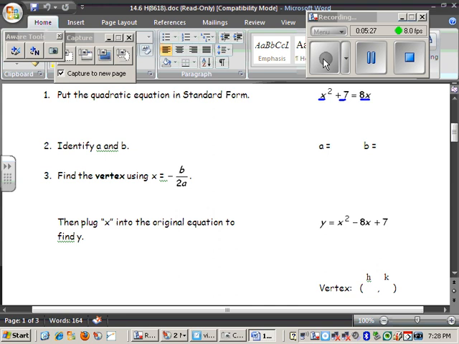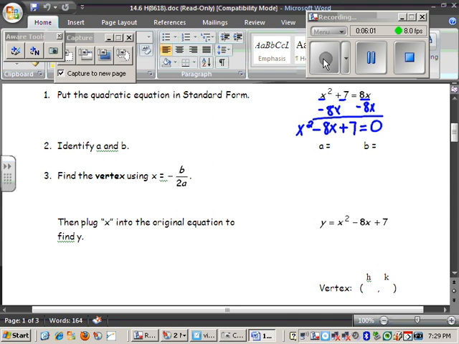The 8x needs to get on the left side of the equation in order to set that to 0. So I'm going to subtract 8x from both sides so I can move it to the left side of the equation. When I do that, I'm going to end up with x squared, now I have minus 8x. That 8 is my b value, so that needs to come next, plus 7, and that's now going to equal 0. And when the equation is set to 0, that's when we know that it's in standard form.